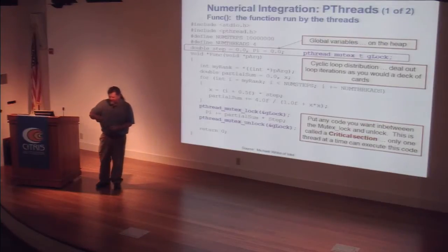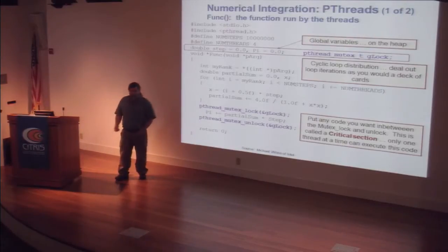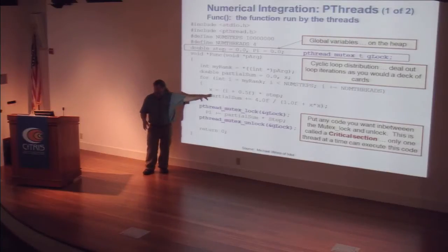So it's exactly like I'm dealing out a bunch of cards, right? First, thread number 0 will get 0. And if there's 4 threads, it'll get 0, it'll get number 4, it'll get number 8, it'll get number 12. Thread number 1 will get number 1, it'll get number 5, it'll get number 13. I think you get the idea, right? It's called a cyclic distribution.